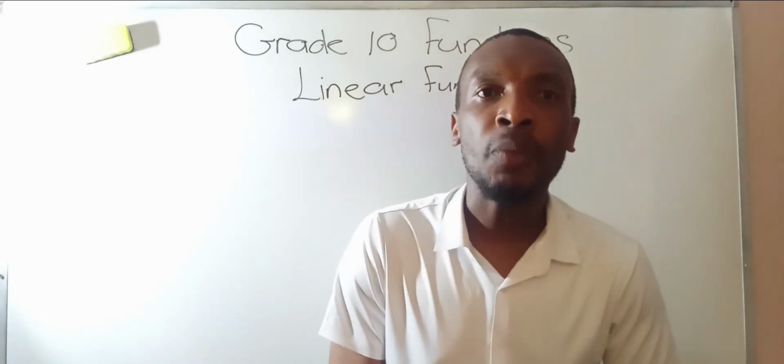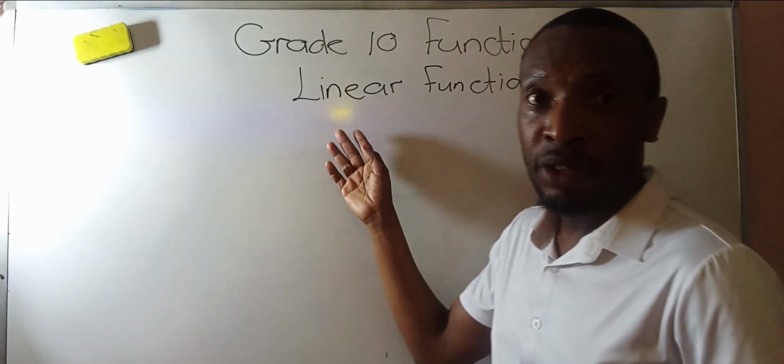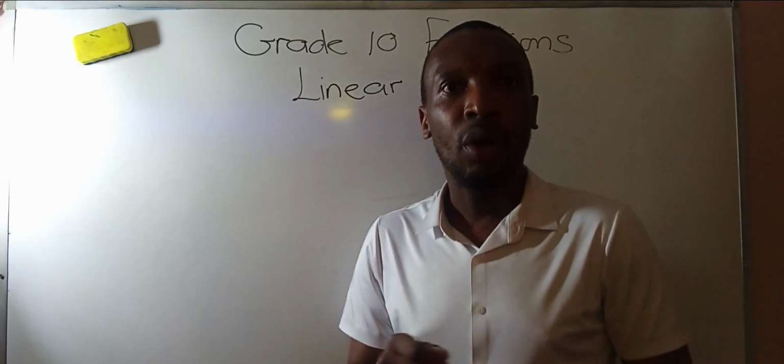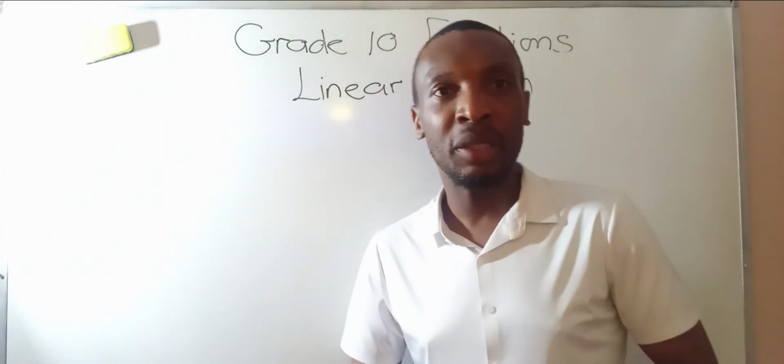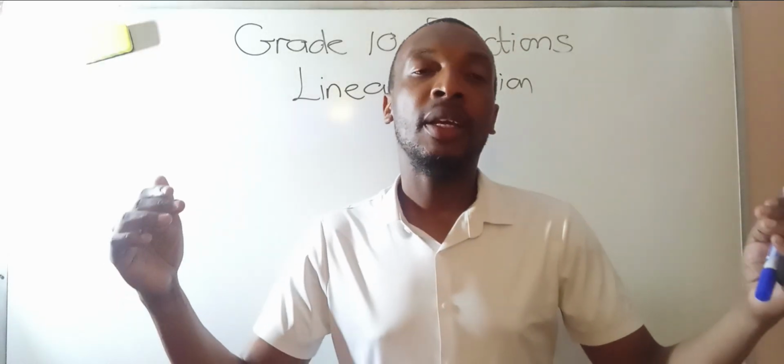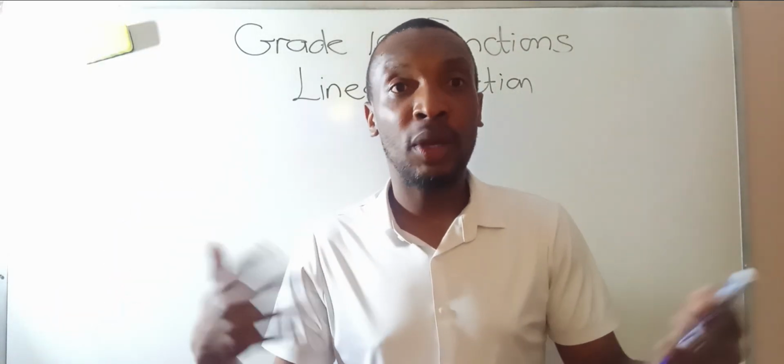All right, so let's look at the linear function first. It's also known as simply the straight line function, because when you draw it, it gives you a straight line. The graph is always a straight line.